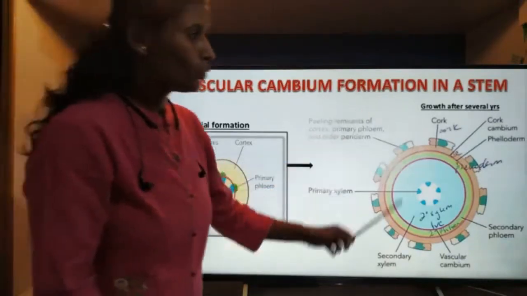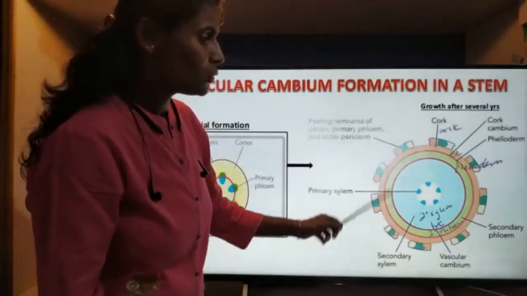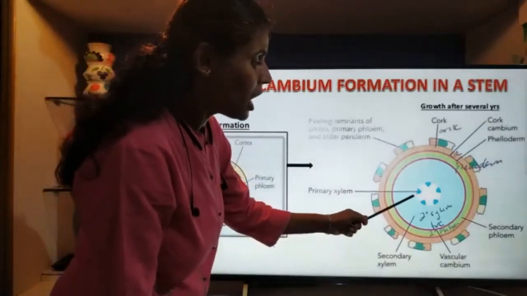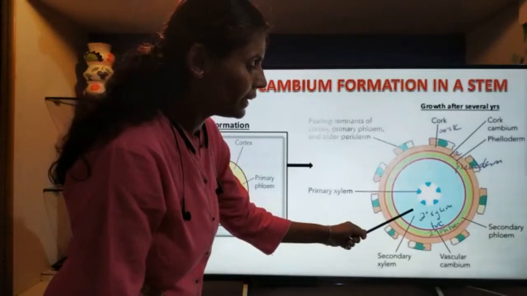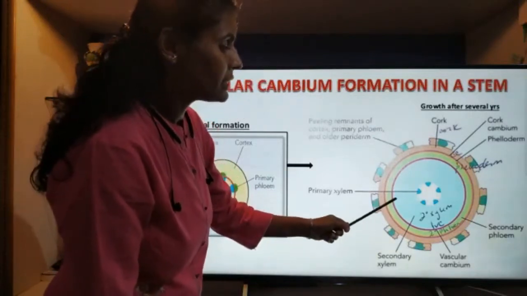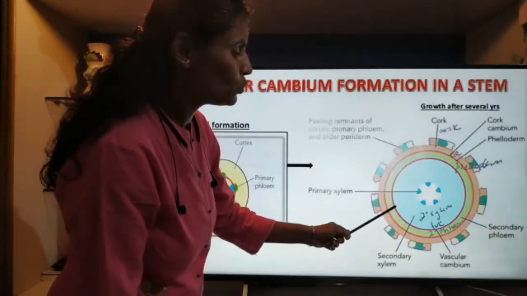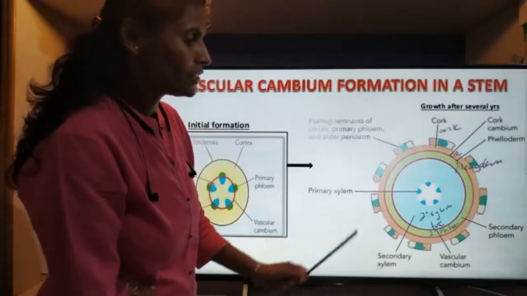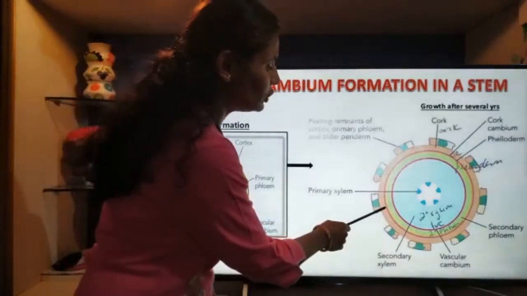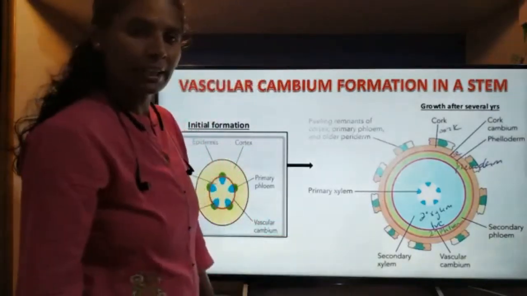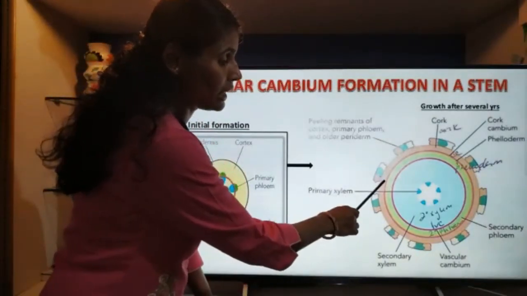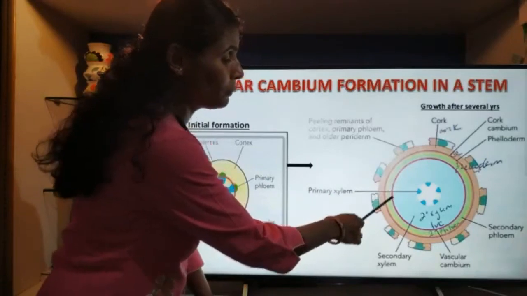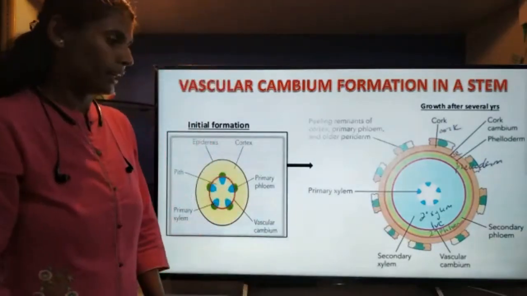In the secondary growth, after several years, we can observe that a large amount of secondary xylem is produced inside of a plant, whereas the secondary phloem is produced towards the outside or cortex region. And in the cortical region, due to the activity of cork cambium, the phellem is going to be produced towards the outside, whereas the phelloderm is going to be produced towards the inside of the cortex.